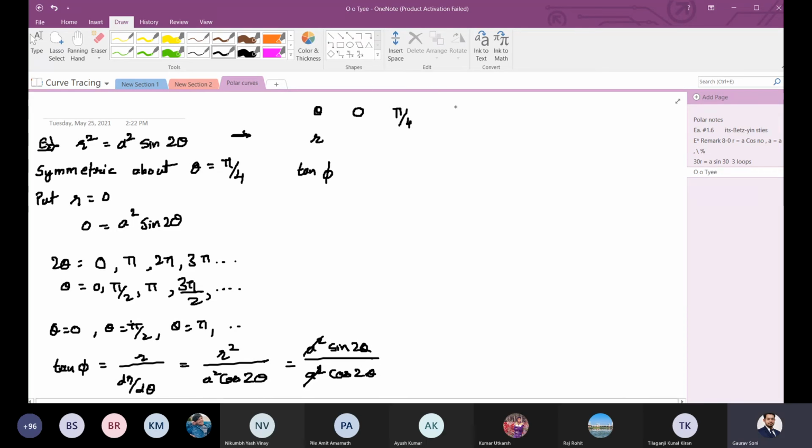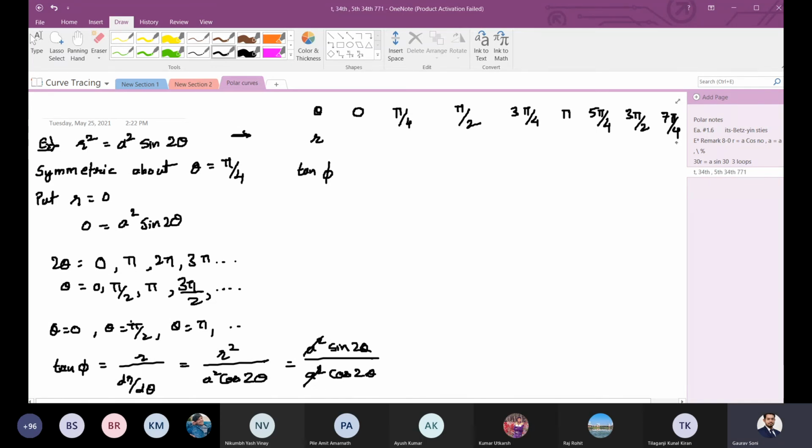0, pi by 4. The next value will be pi by 2. The next one will be 3 pi by 4. The next will be pi. Then 5 pi by 4. Then 3 pi by 2. After 3 pi by 2, what you can take is 7 pi by 4. You can stop wherever you like.